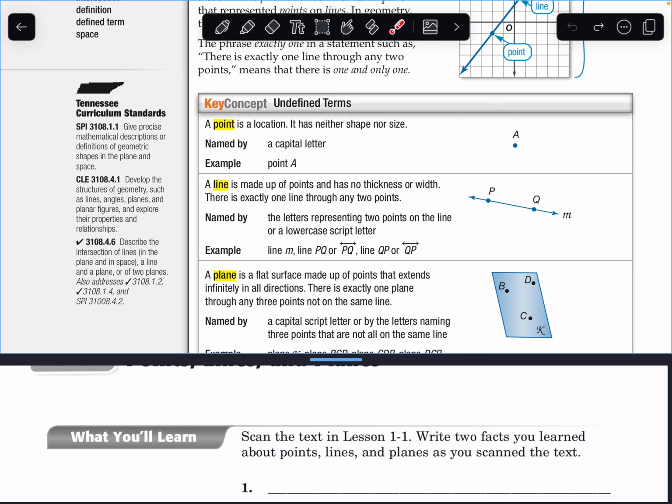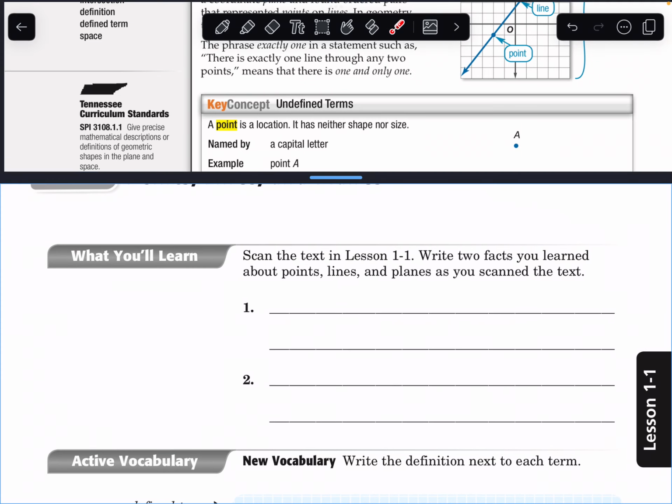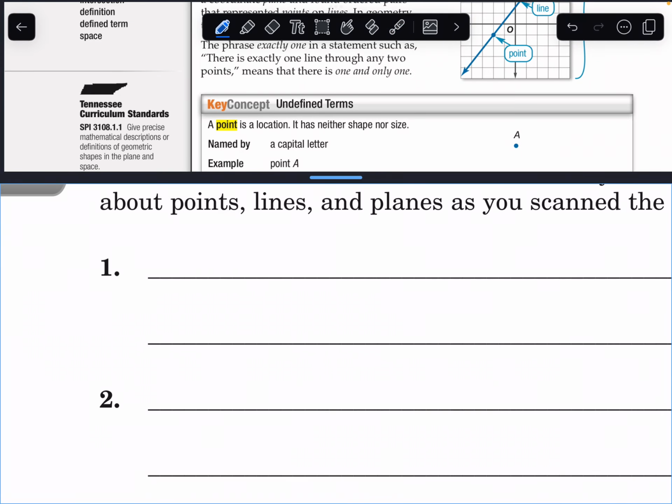But I will take a note here and say that points are named by a capital letter here. And if I notice there is a lowercase letter over here next to the line, so maybe lines are named by 2 points on the line or a lowercase script letter. So maybe that's my first fact. Points are named by capital letters, lines are named by lowercase script letters. So we can go ahead and write that in section number 1.